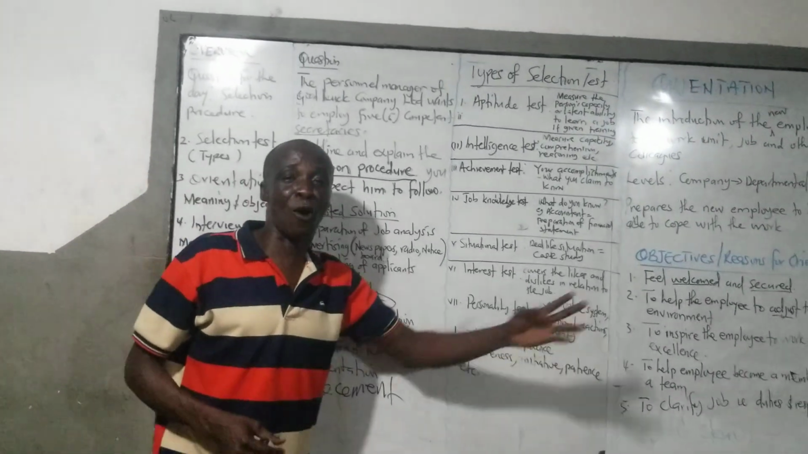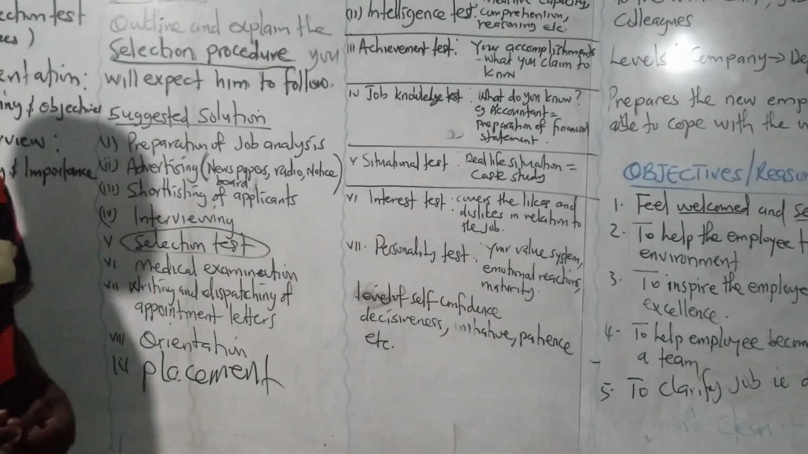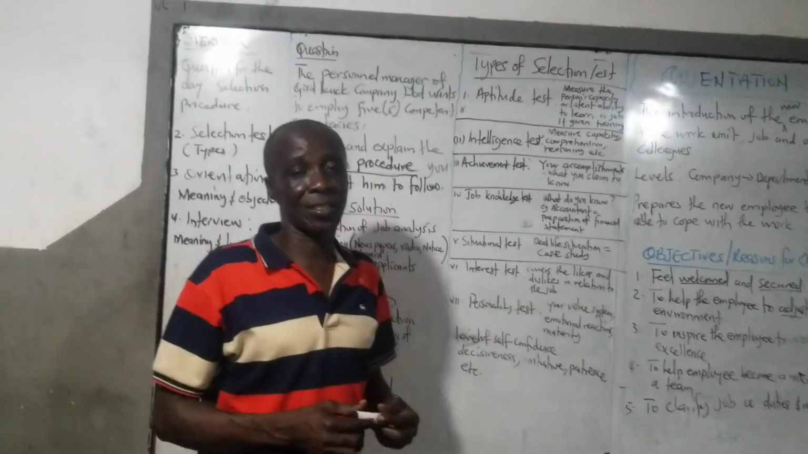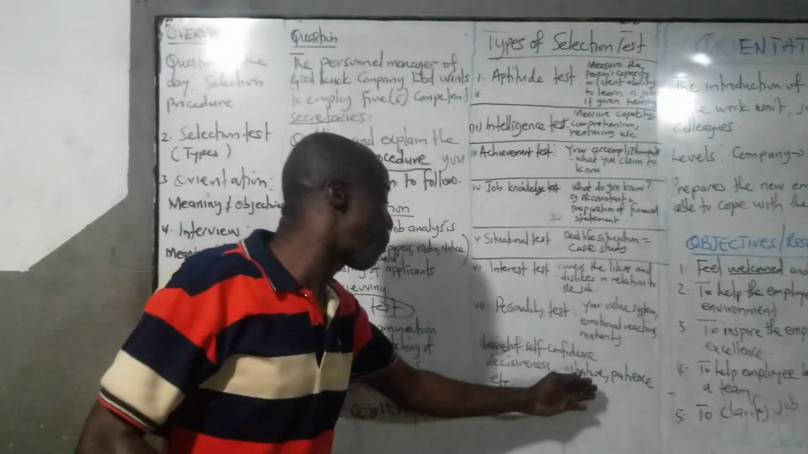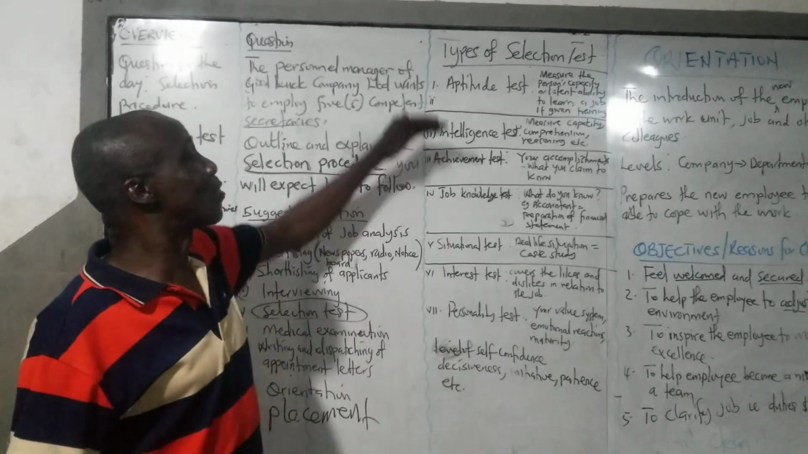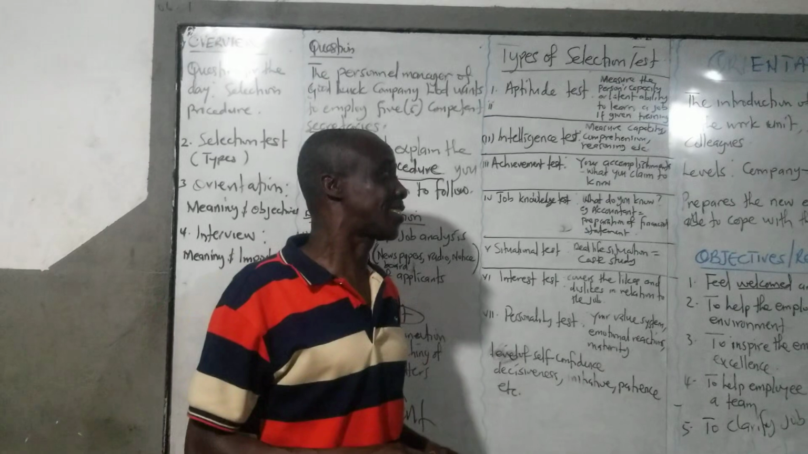Your level of confidence. All these things come under the personality test. How are you able to take decisions? Then your creativity. How patient are you? All those things may be tested. So these are types of selection tests.